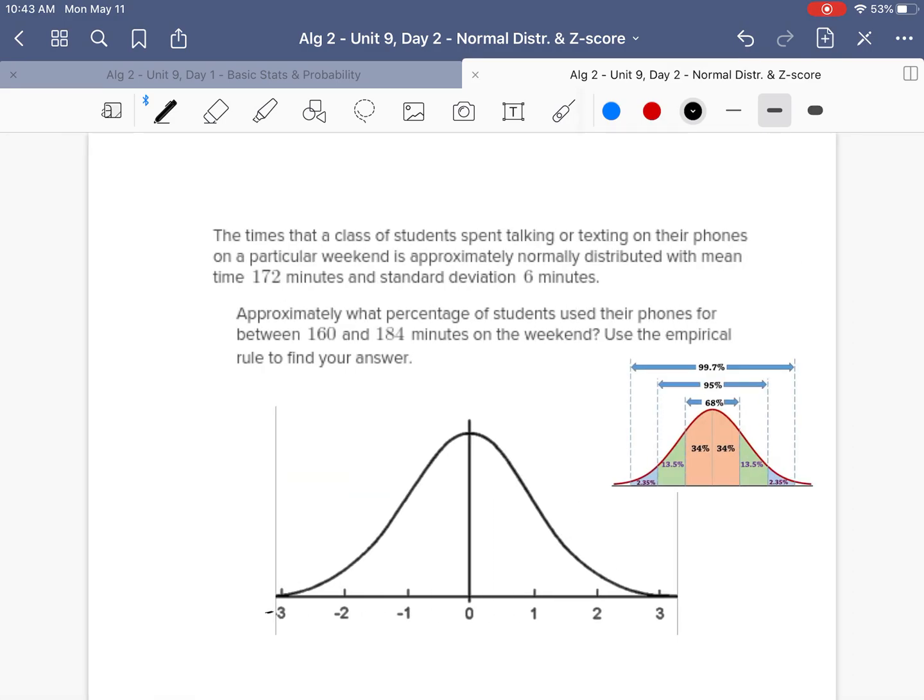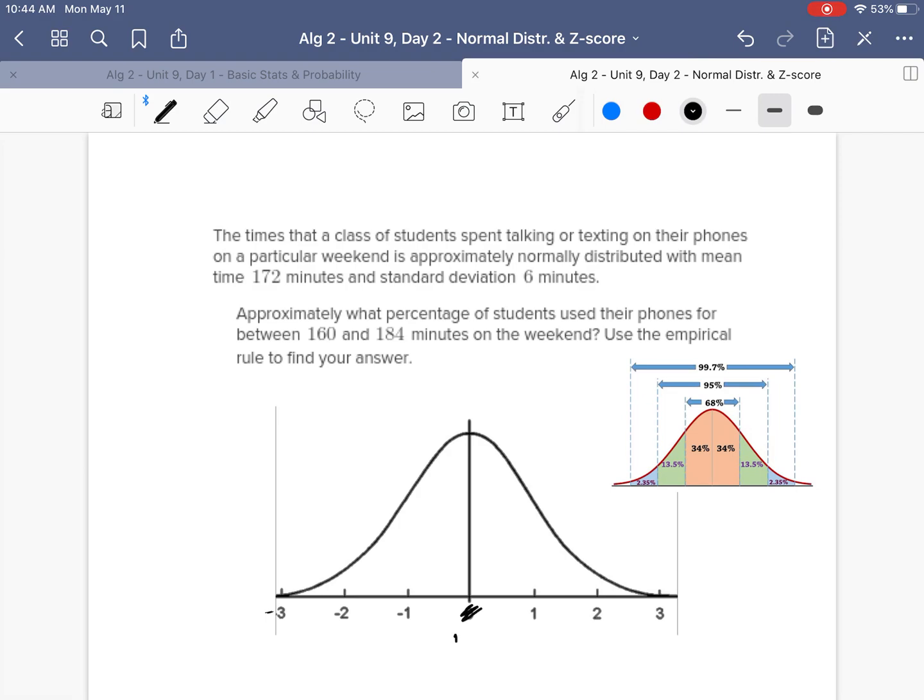All right, so now this time it's not going to be generic, it's going to give you some numbers. The time that a class of students spent talking or texting on their phones on a particular weekend is approximately normally distributed with a mean of 172.